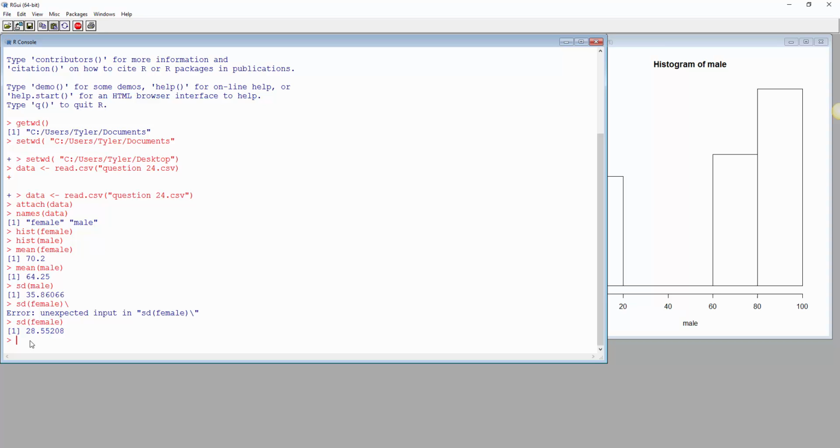So what that tells us is that the variation in happiness rating is greater for the males. The males show more variation in their data, which makes sense looking at the histograms also.